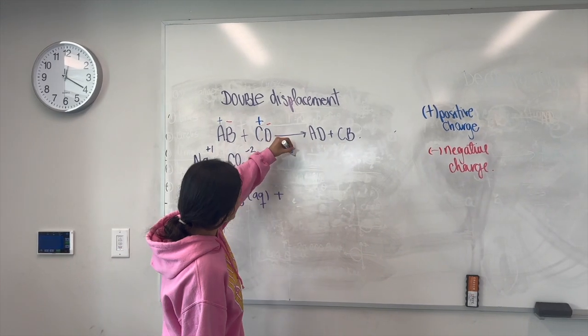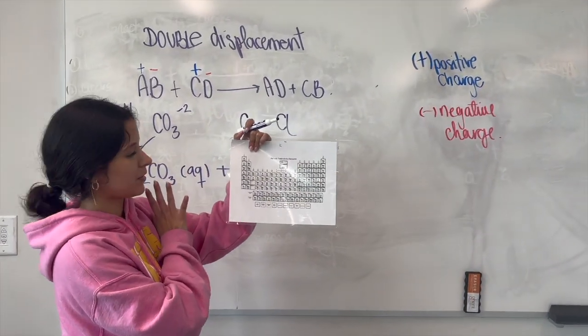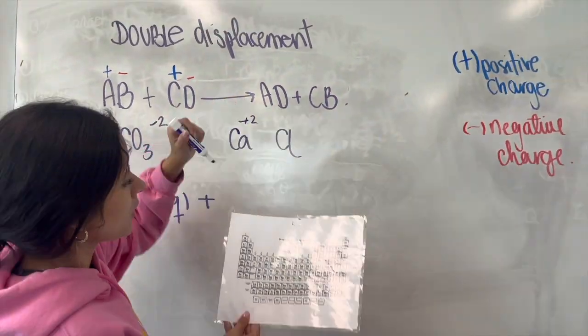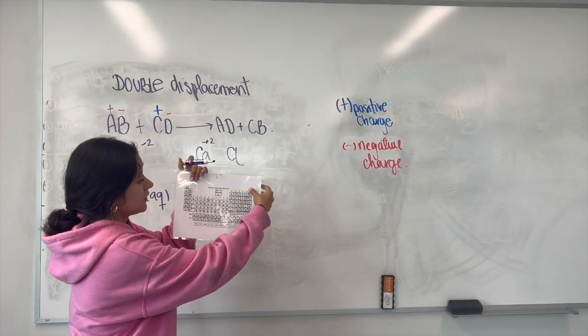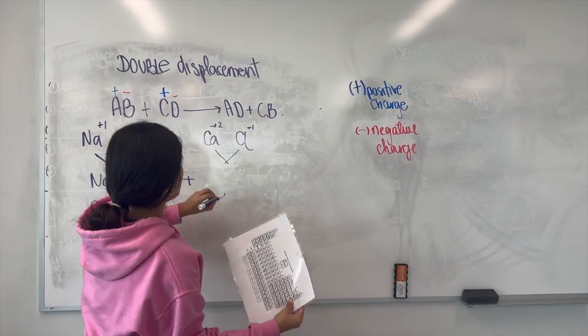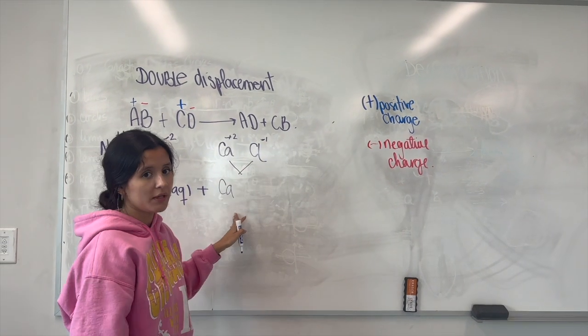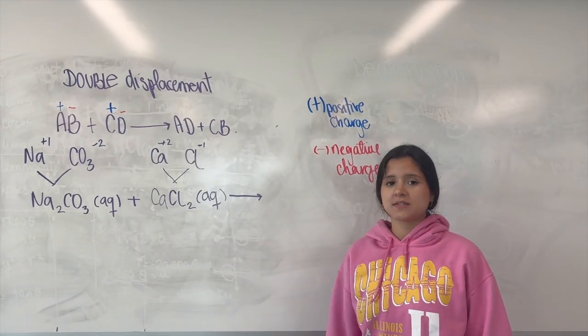And now we're going to combine it with calcium chloride. Calcium is on the left side of the periodic table, so it's going to be positive 2. And then chlorine is on the right side of the periodic table, so that means that it's going to be negative 1. So if we're about to combine this, we're going to have Ca with a positive 1 charge, but we don't put it, and then we're going to have Cl with this 2 over here. And it's going to be aqueous since this is not an exception.